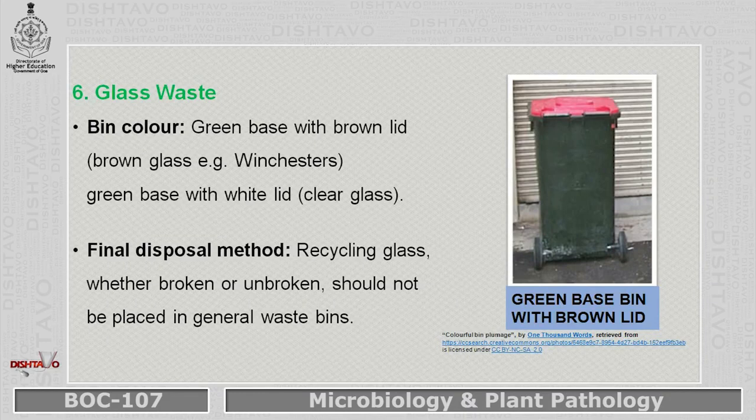Next is glass waste. Here, a white base with brown lid bin is used for brown glass, for example Winchesters, and a green base bin with white lid is used for clear glass. Final disposal method is recycling of the glass. Glass, whether broken or unbroken, should not be placed in general waste bins. This image shows the base bin with brown lid.